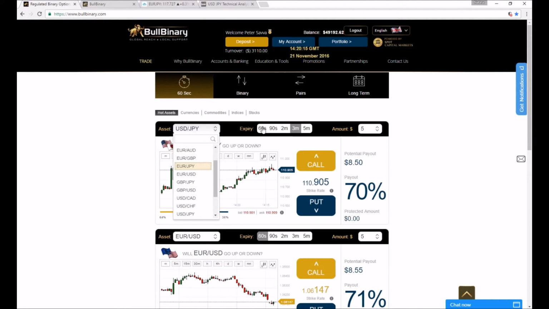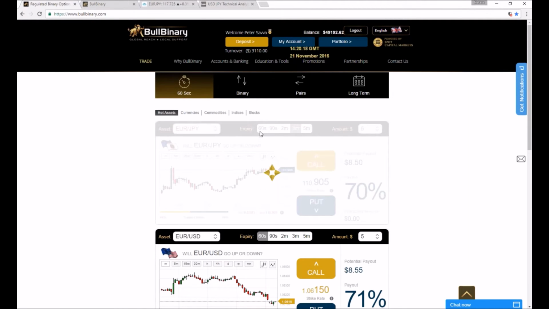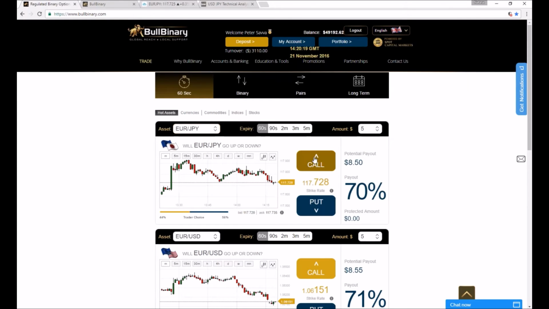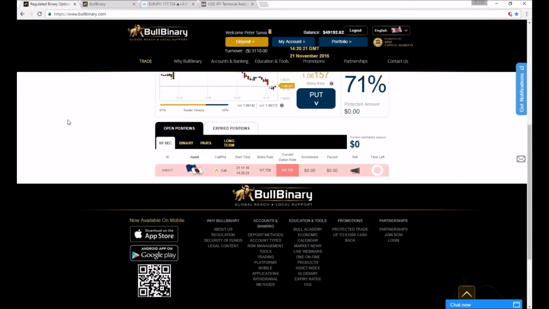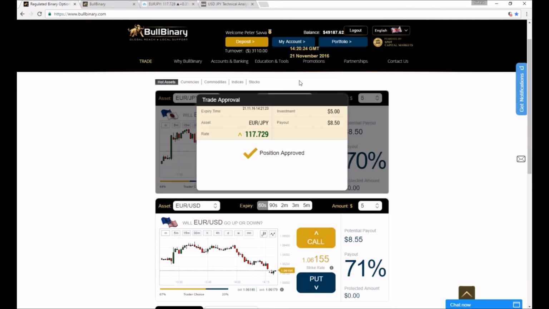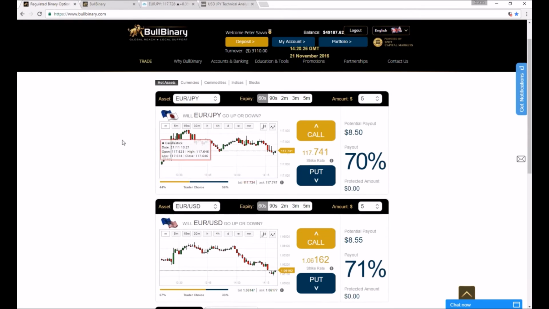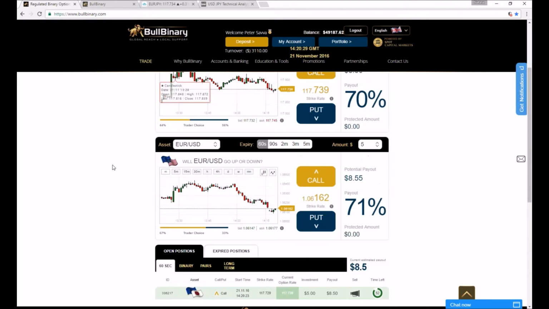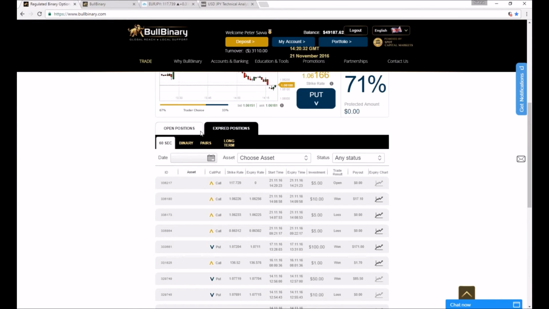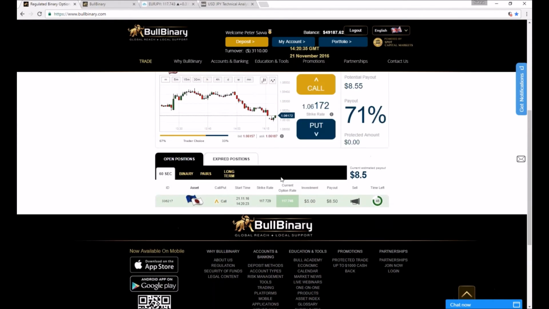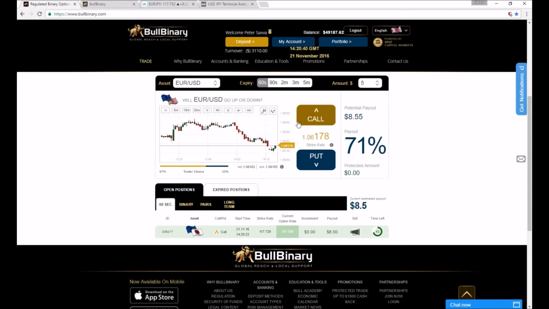You can come to Euro JPY, you can select 60 seconds, call, and approve. As you can see, the trade has been approved right now, guys. We are in the money as we speak. Previous trade, guys, I think it went quite well. We're going to keep an eye out on the market price here. If this trade is falling out of the money, I'll get myself prepared again on the Euro USD and trade high.